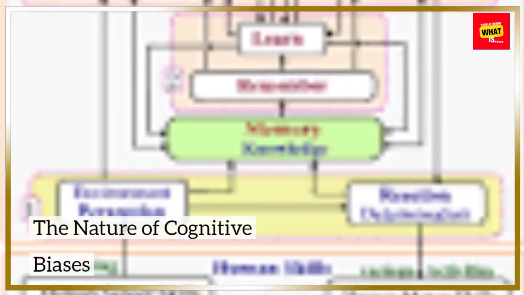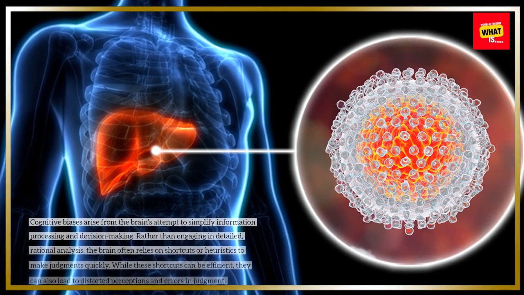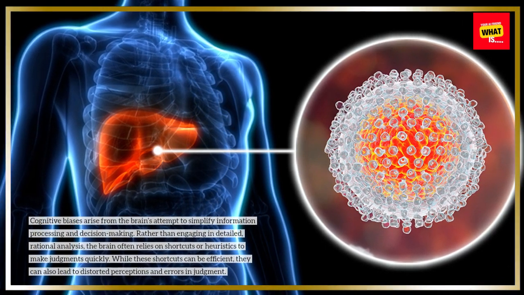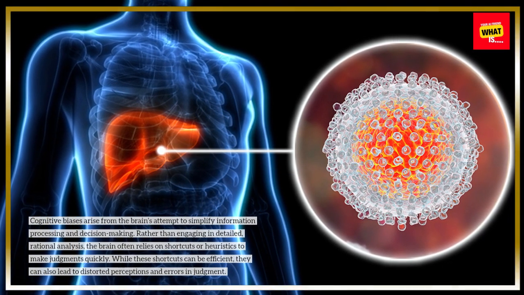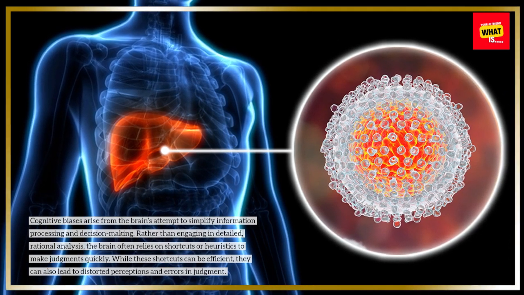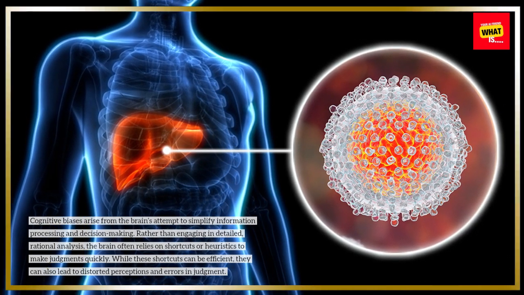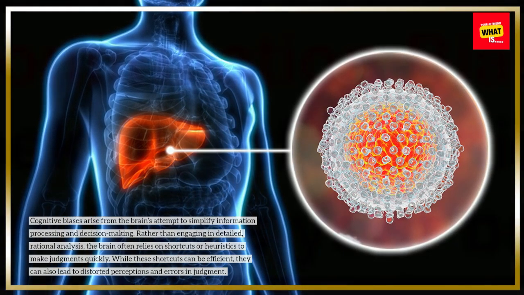The nature of cognitive biases. Cognitive biases arise from the brain's attempt to simplify information processing and decision-making. Rather than engaging in detailed, rational analysis, the brain often relies on shortcuts or heuristics to make judgments quickly. While these shortcuts can be efficient, they can also lead to distorted perceptions and errors in judgment.